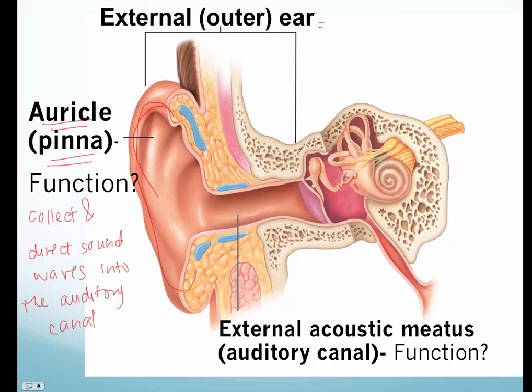From here, all of the sound waves that we collect, we're going to direct towards our tympanic membrane through this long canal called the auditory canal, also known as the external acoustic meatus. So its function is to direct sound waves to the tympanic membrane. Also, this is a narrow chamber found within the temporal bone.